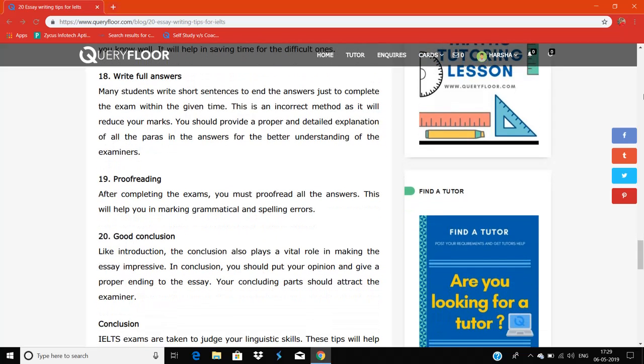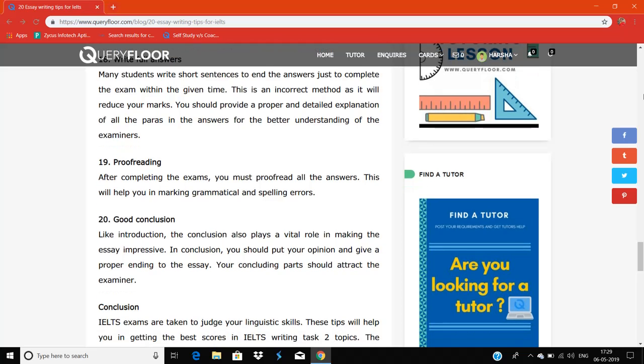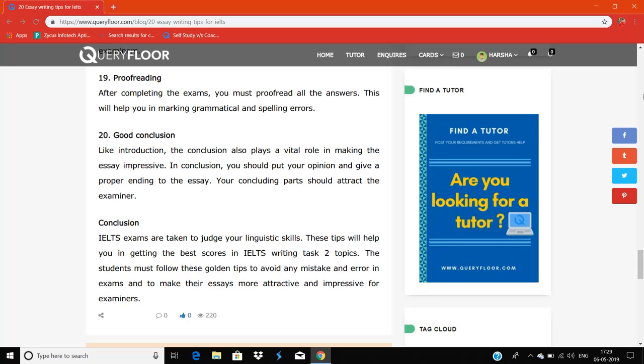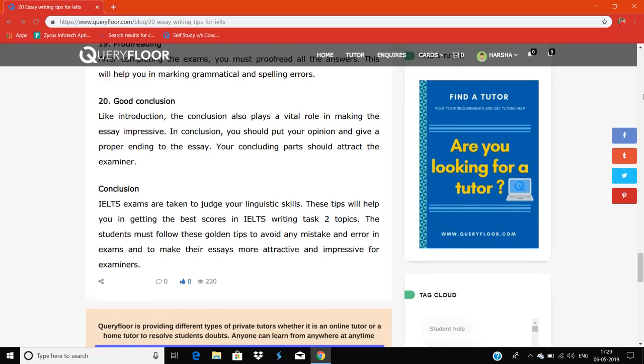Write full answers. Many students write short sentences to end the answers just to complete the exam within the given time. This is an incorrect method as it will only reduce your marks. You should provide a proper and detailed explanation in all the paras of the answers for a better understanding by the examiners. Proofreading. After completing the exam, always make sure you have some time for proofreading your answers and correcting any mistakes that you have made. Always revising your paper is a must.